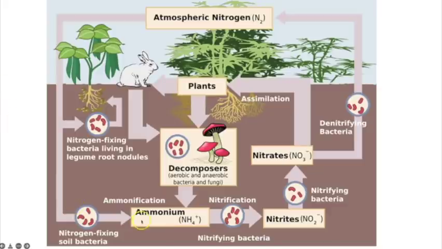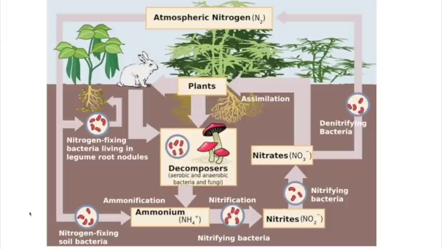fix nitrogen into ammonium. Then we have nitrification occurring, which is when nitrifying bacteria can oxidize ammonium into nitrites and then oxidize it further into nitrates. And that can then be absorbed by active transport into the plant roots. And then animals can absorb that through digestion and absorption.